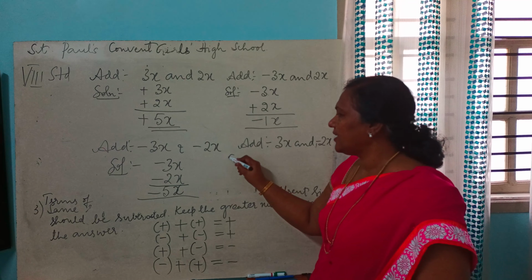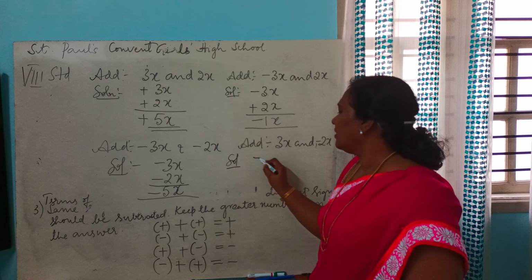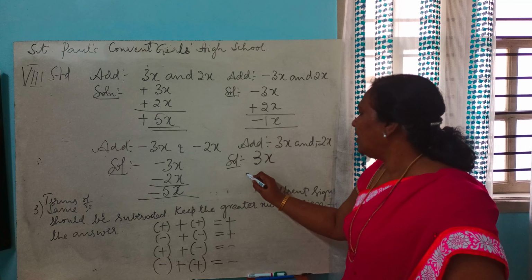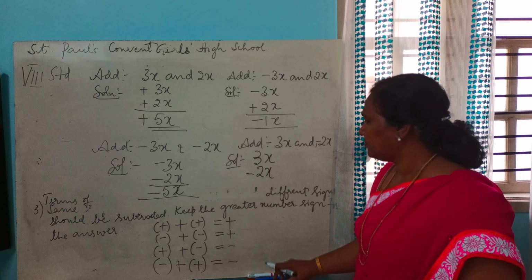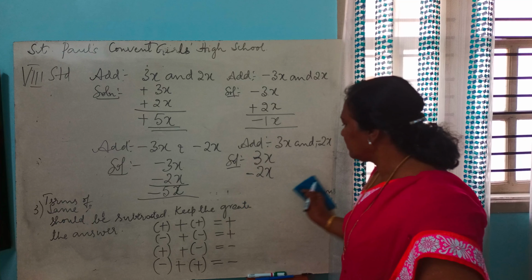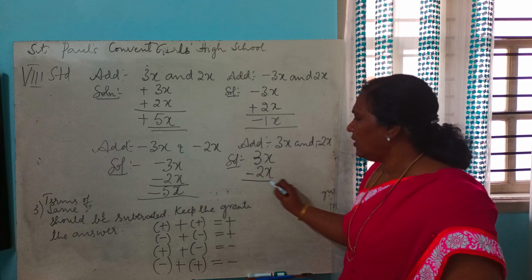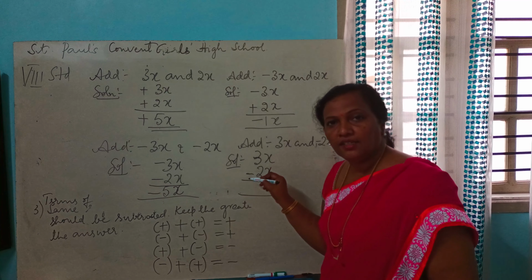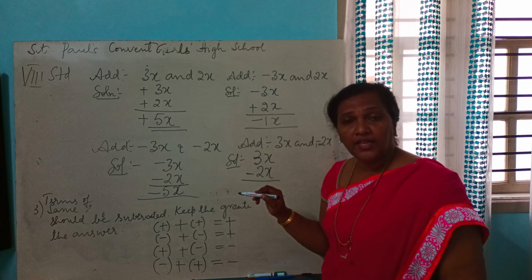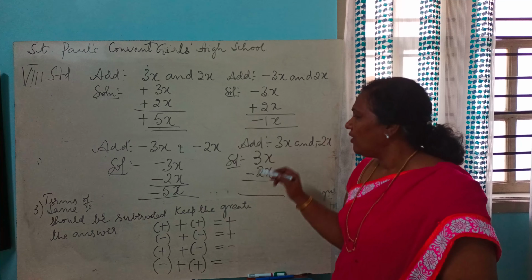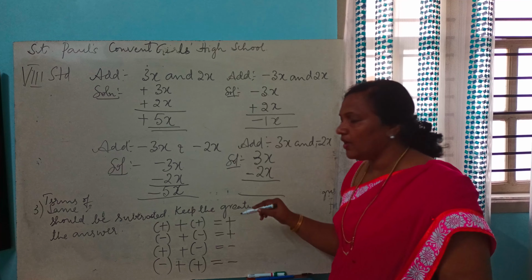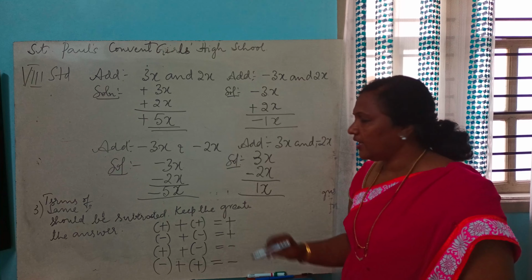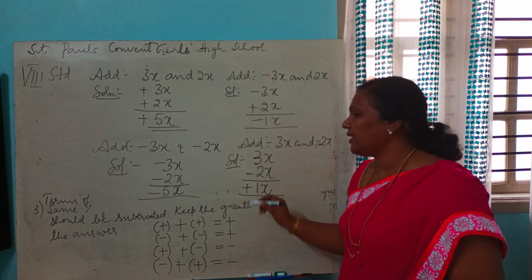Now, let us see this example. I have to add 3x and minus 2x. Now you see what signs the terms have. One has plus and the other has minus. Different signs, you have to subtract. From the bigger number you subtract the smaller number. 3 minus 2 is 1, so 1x. Keep the greater number's sign, that is plus.